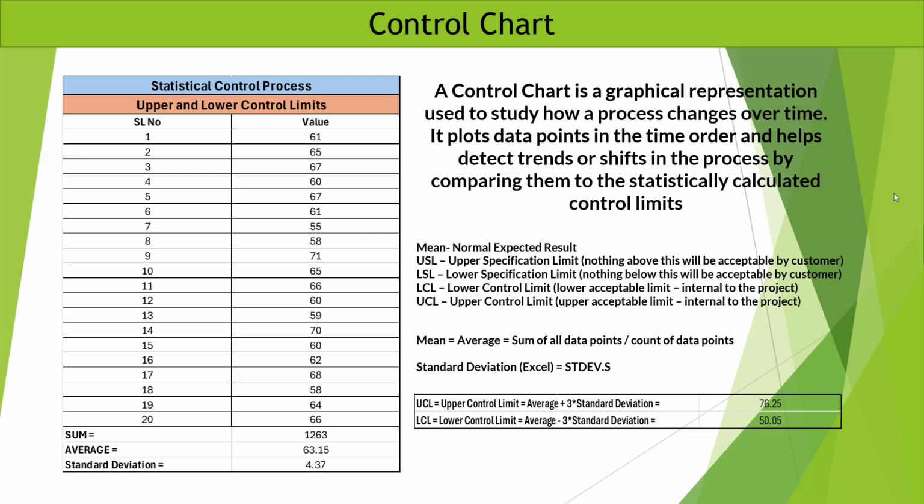Control chart. A control chart is also called statistical process control, and when we call it that, it is abbreviated as SPC. Now I have created a table here with 20 different data points, and against each of the data points we have data values.